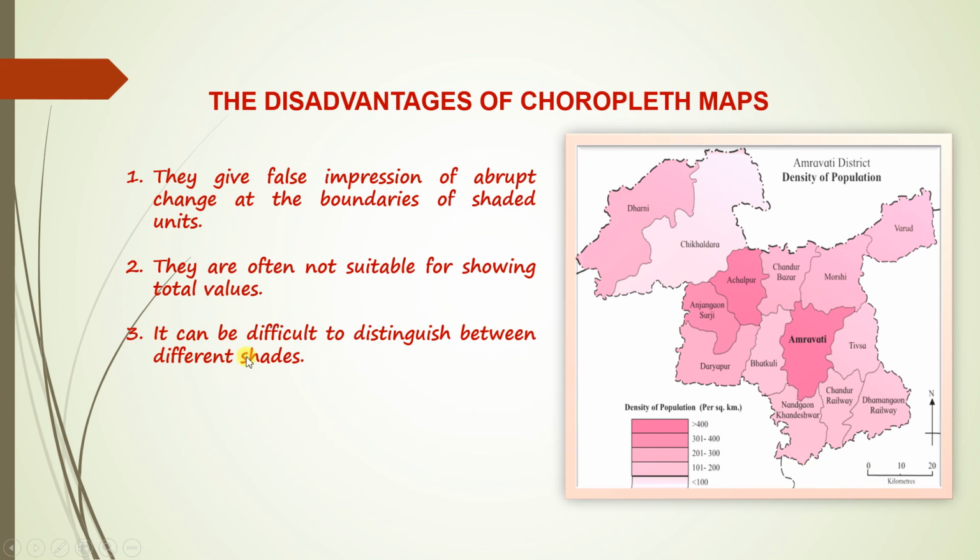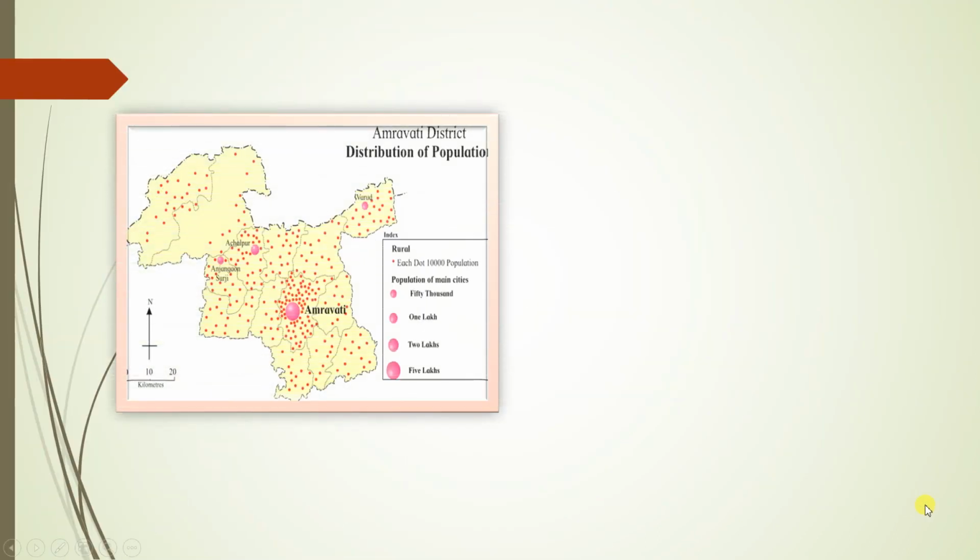Then third one, it can be difficult to distinguish between different shades. Now since this map is clear, you can clearly see high density region and low density region. But sometimes in some maps, the shades are not clear. You cannot identify the correct region, the density of population. You cannot identify it clearly. So that is the third disadvantage of choropleth method. So this was regarding your choropleth method.